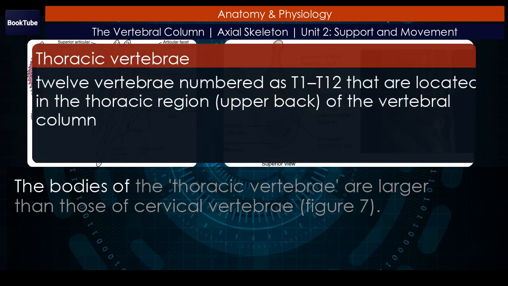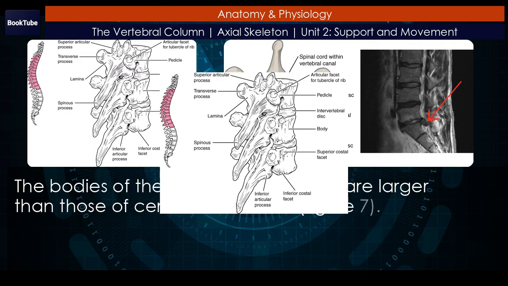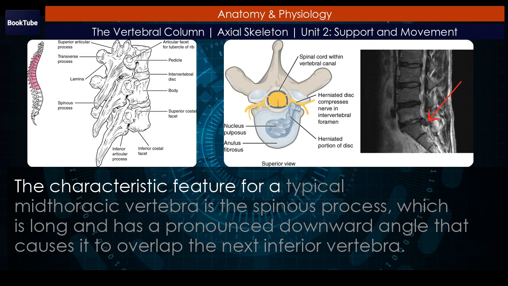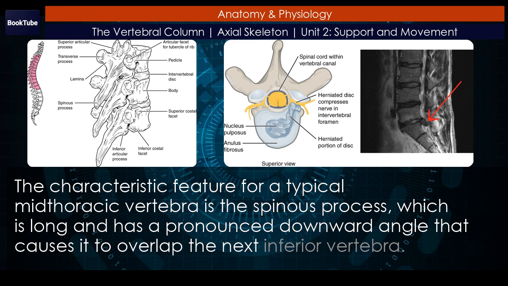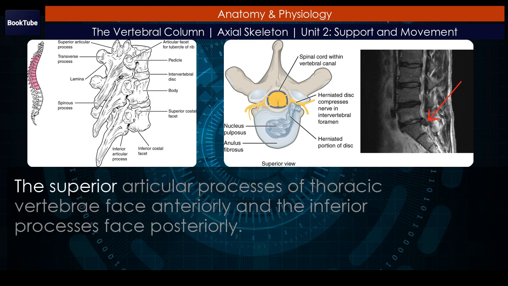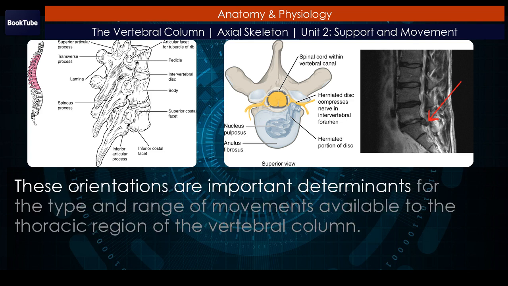The bodies of the thoracic vertebrae are larger than those of cervical vertebrae, Figure 7. The characteristic feature for a typical mid-thoracic vertebra is the spinous process, which is long and has a pronounced downward angle that causes it to overlap the next inferior vertebra. The superior articular processes of thoracic vertebrae face anteriorly and the inferior processes face posteriorly. These orientations are important determinants for the type and range of movements available to the thoracic region of the vertebral column.